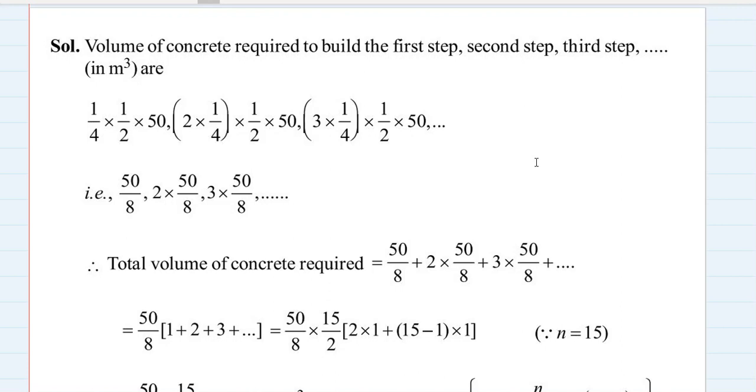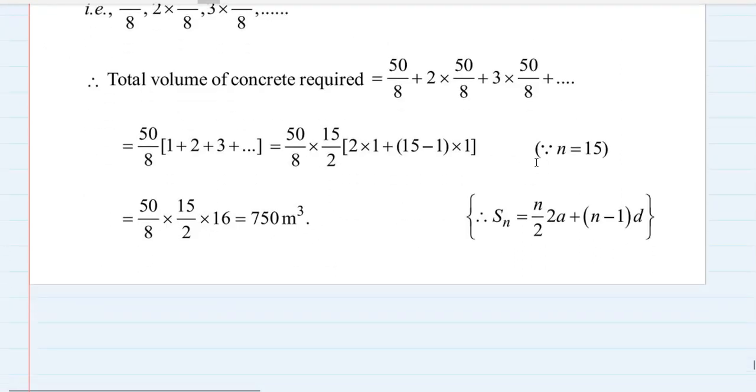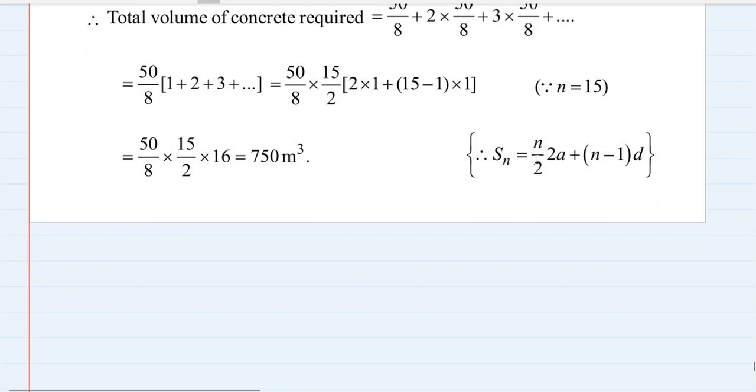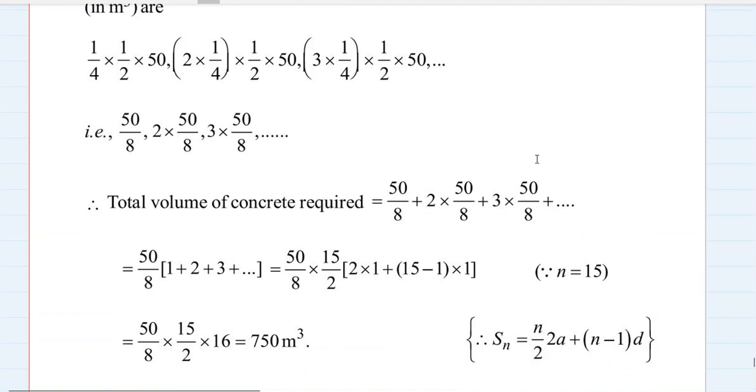Yes, so not doubling, but you can say 2 and 3 and 4 and so on. Numbers are multiplied with the height of the steps. Everything else remains the same. So the answer is 750 meter cube. Okay, if you're not getting this answer, please check the solution. If you're not understanding the solution, then wait for me this weekend, Saturday or Sunday, wherever we have the class. We can discuss this question, but it is easy, so you should get the answer.